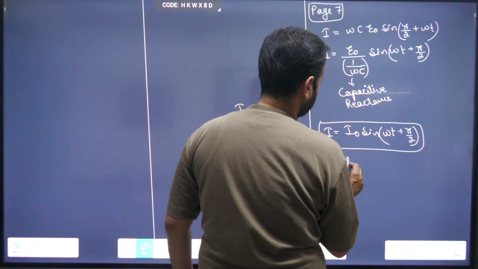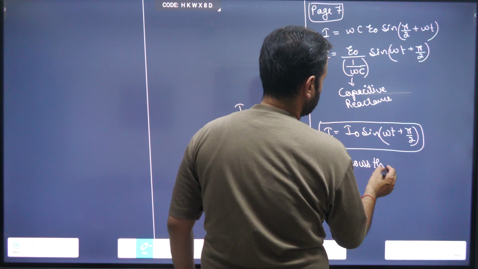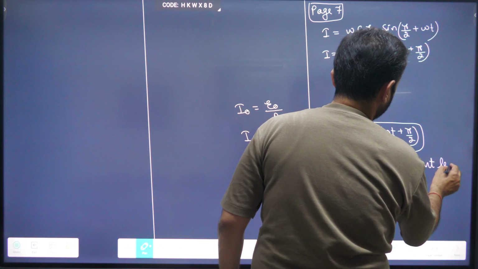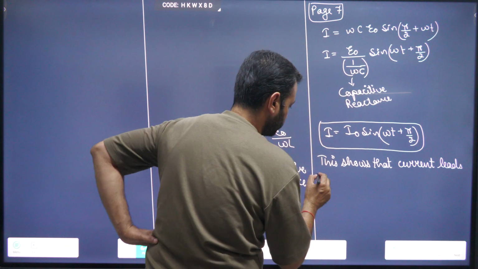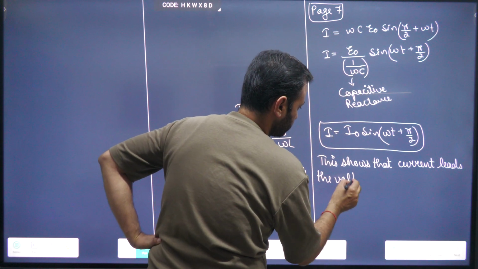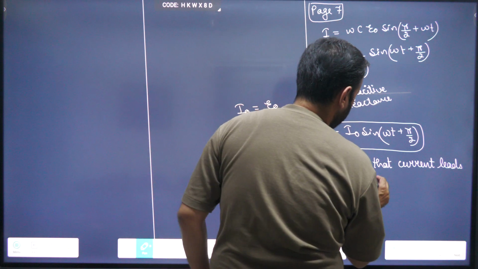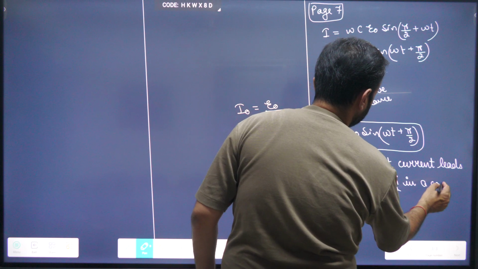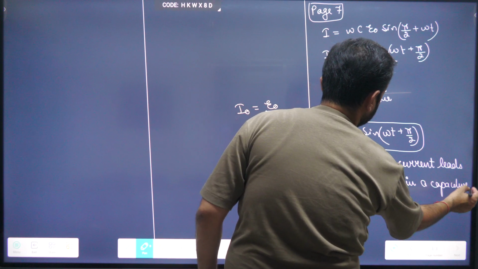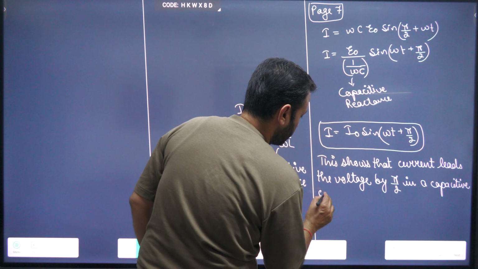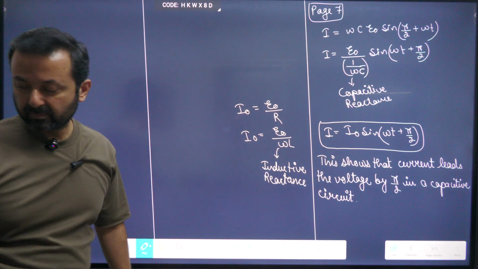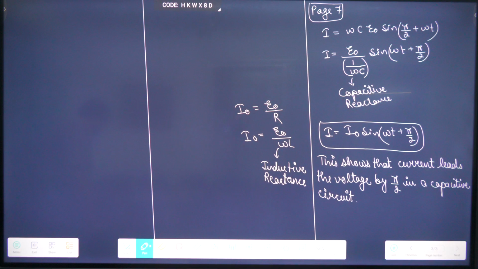This shows that current leads the voltage by pi by 2 in a capacitive circuit. Is this clear to you, Anusha? Yes, sir. Okay, now come on page number 15.